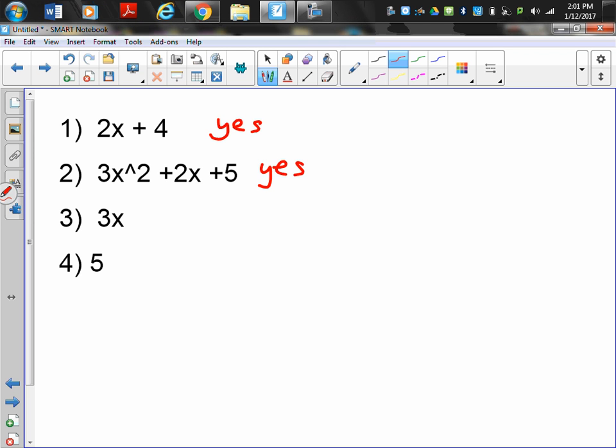Now, you notice these all have had plus or minus in it, because a polynomial represents monomials separated with plus and minuses. So number 3, it says 3x. Is that a polynomial? Yes. Why? It doesn't have a negative exponent, and there is nothing that can make me divide by 0. But the word poly means multiple, so I only have one term. Why is this also a polynomial?